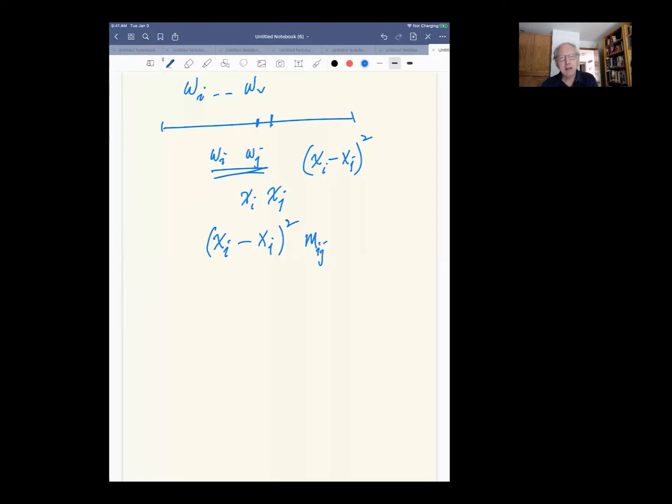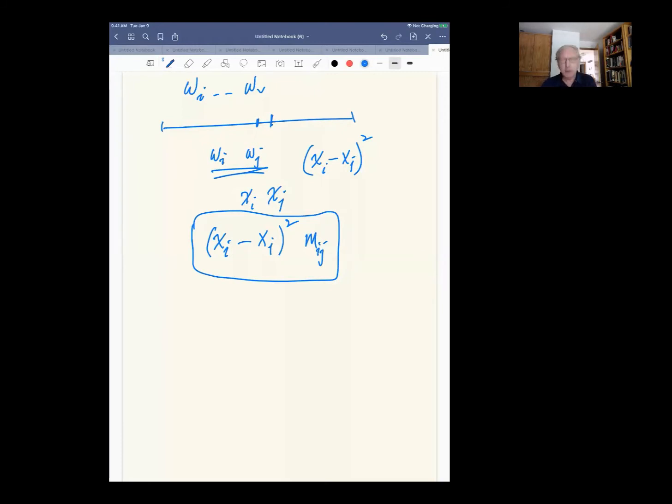If M sub ij is great, that means that word i and word j share a lot of context. So it's this total here for any pair of words, i, j. If M_ij is large, then we want (x_i − x_j)² to be small. If M_ij itself is small, let's say it's 0, then we really don't care whether word i and word j are placed close to one another on this spectrum, on this scale here.